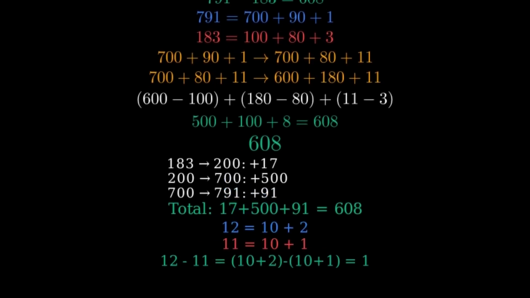A quick mental subtraction to finish. 12 minus 11. Using place value, 12 is 1 ten and 2 ones, 11 is 1 ten and 1 one. Subtract ones. 2 minus 1 equals 1. Tens cancel. Answer is 1.